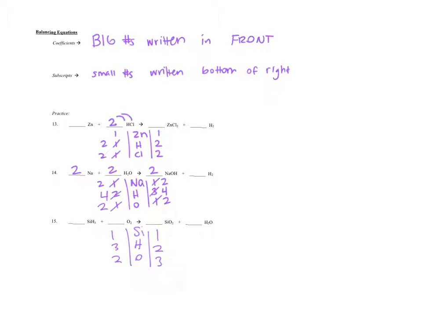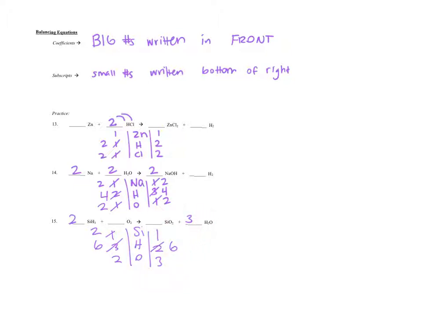So on the left side, if I put a 2 here, that makes the H's 6. But again, it's going to make my Si's 2. And then I put a 3 here. That is going to make my H's 6. And that is going to make my O's, now remember you got to add 3 here and 2 here.